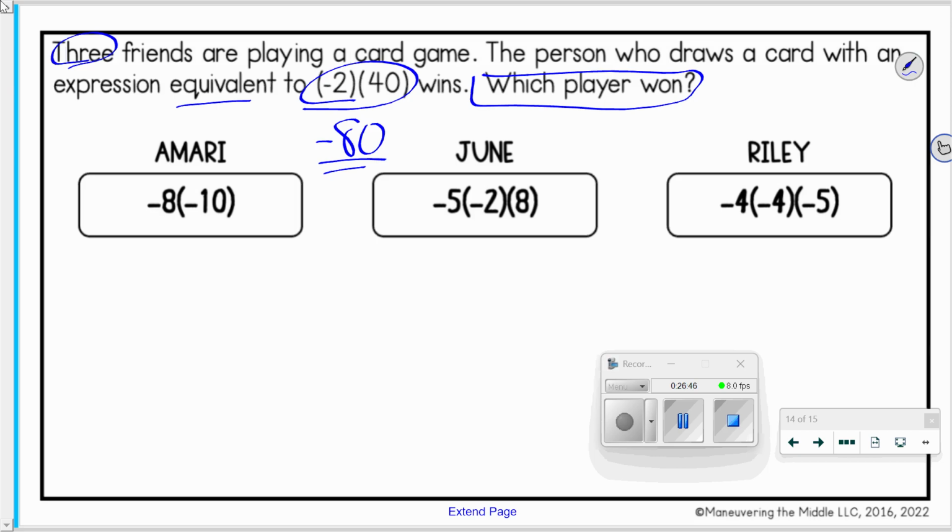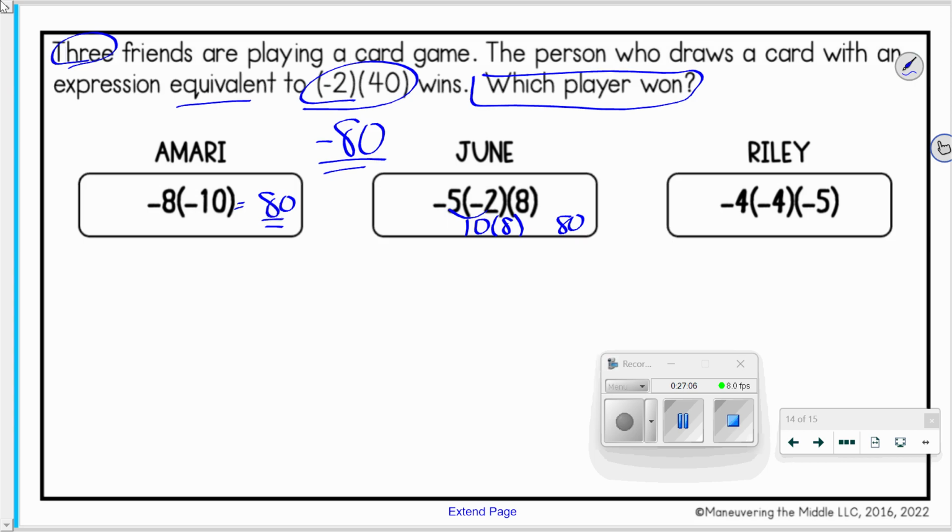The first one, 8 times 10 gives me 80. Negative, negative, they're both negative, so it's going to be a positive. That one doesn't work. This one, order of operations, I can do any one I want, but I would do the negatives first. That's going to give me a positive 10 times 8, which is 80. Again, positive, so that one doesn't work.